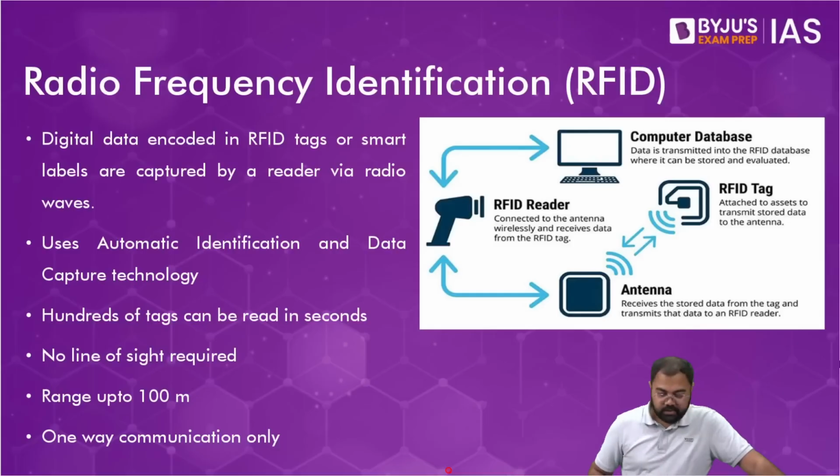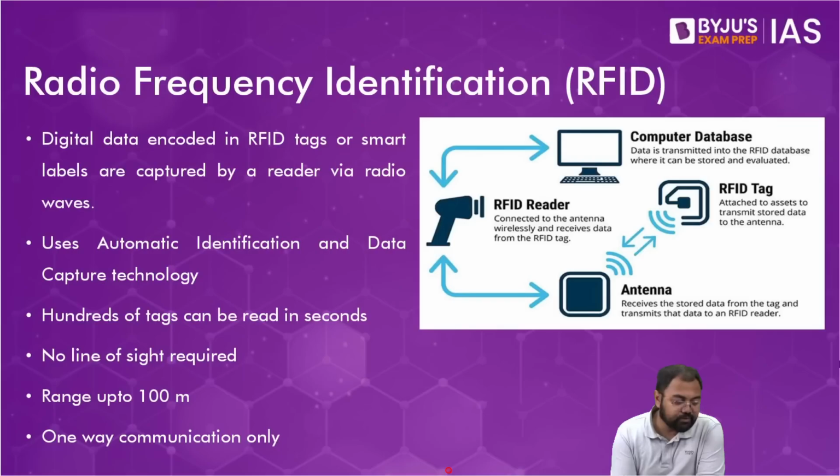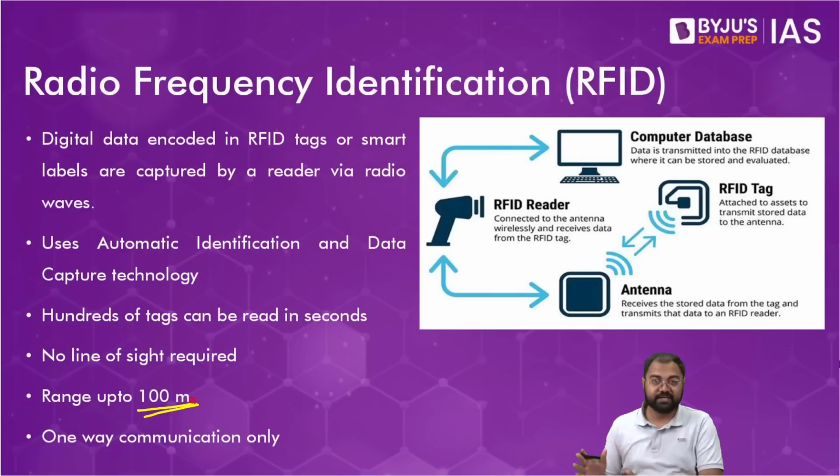After this we have radio frequency identification, or RFID. Now, in case of RFID, this is also a communication which is very similar to how NFC works, but with a difference. For example, in NFC we know that the range is only up to about 10 centimeters, whereas in this case the range can be up to 100 meters. So that's a big range as compared to NFC.